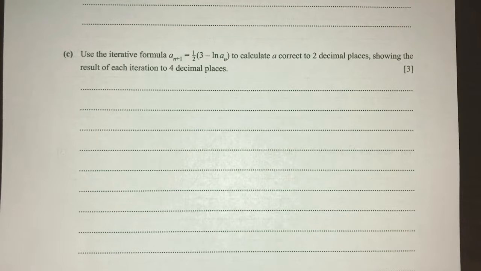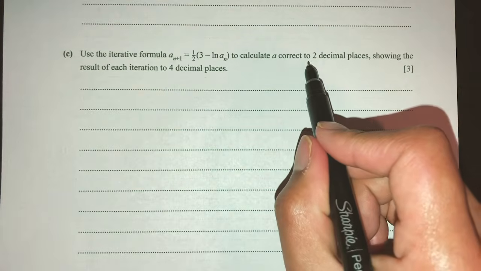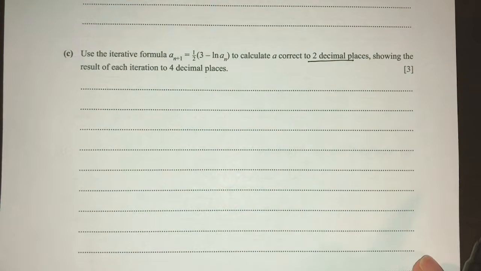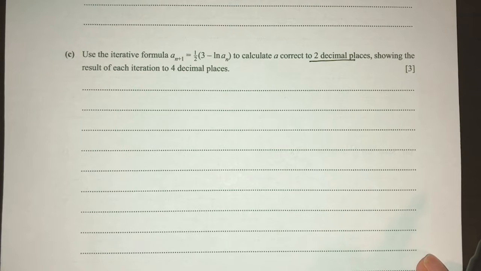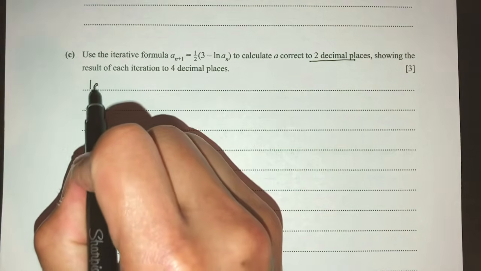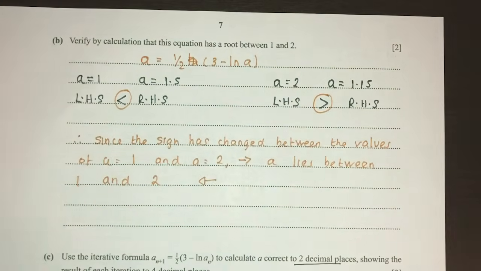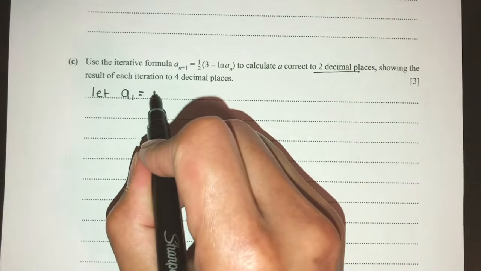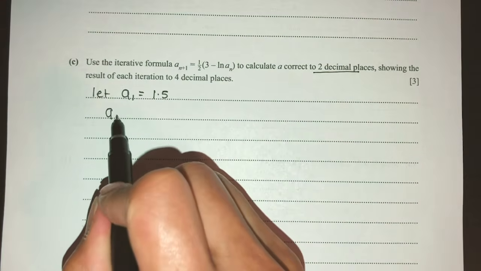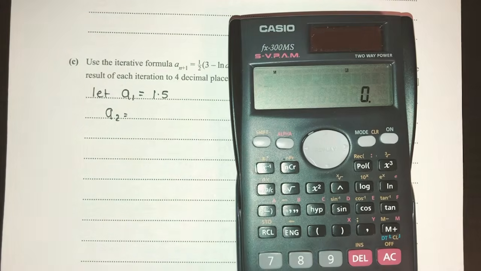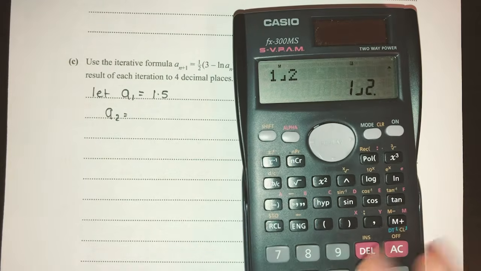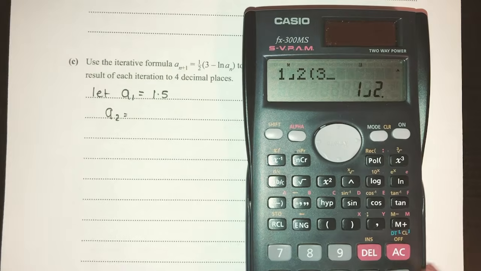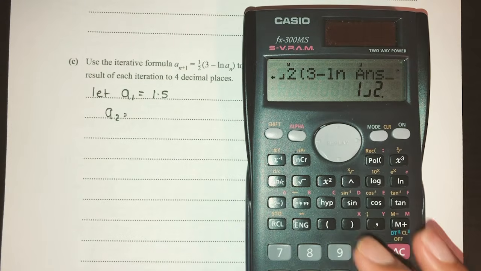Using this equation, we have to calculate the value of a correct to 2 decimal place. So that's your final answer, showing the result of each iteration correct to 4 decimal place. So we have to let the first value be the midpoint of those two, that is 1.5. So let a equal to 1.5. a2 will be what? Replace back in the equation. So let a equal to answer. Okay, this is the first one. Then we have half of 3 minus ln of answer for the second value.